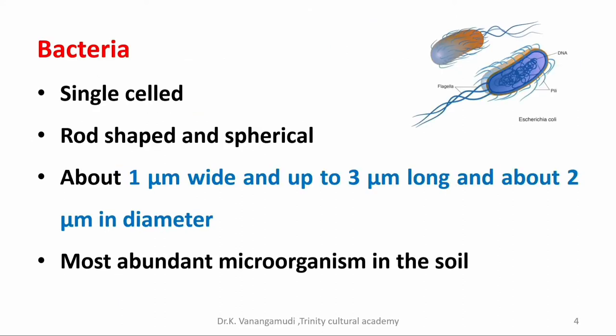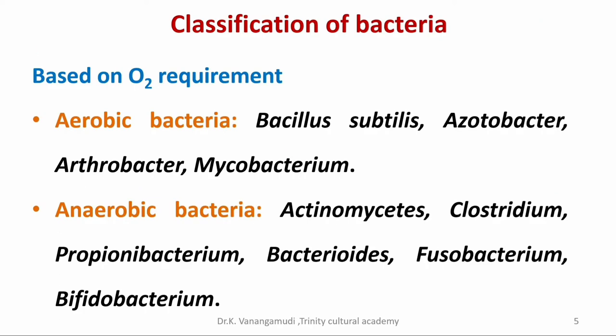Bacteria are single celled, rod shaped and spherical, about 1 micrometer wide and up to 3 micrometer long, and about 2 micrometer in diameter. They are the most abundant microorganisms in the soil. Bacteria are classified into different groups.